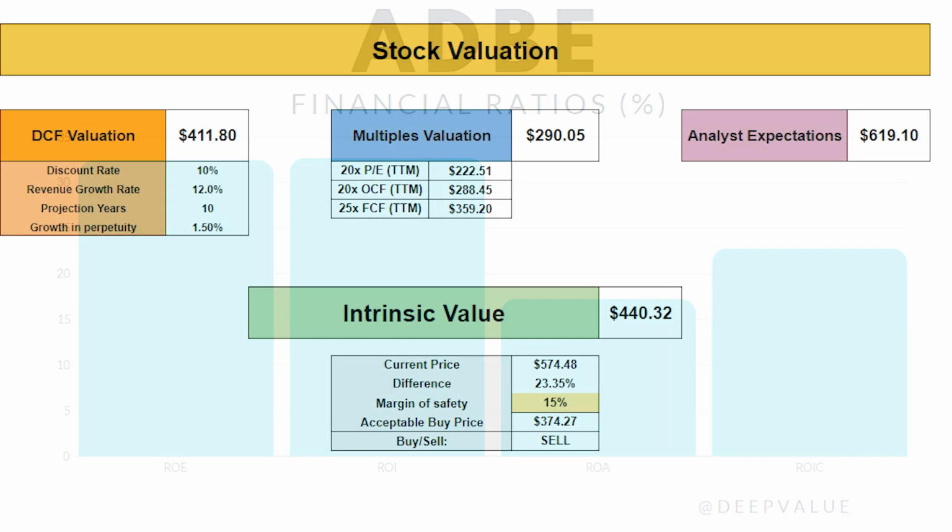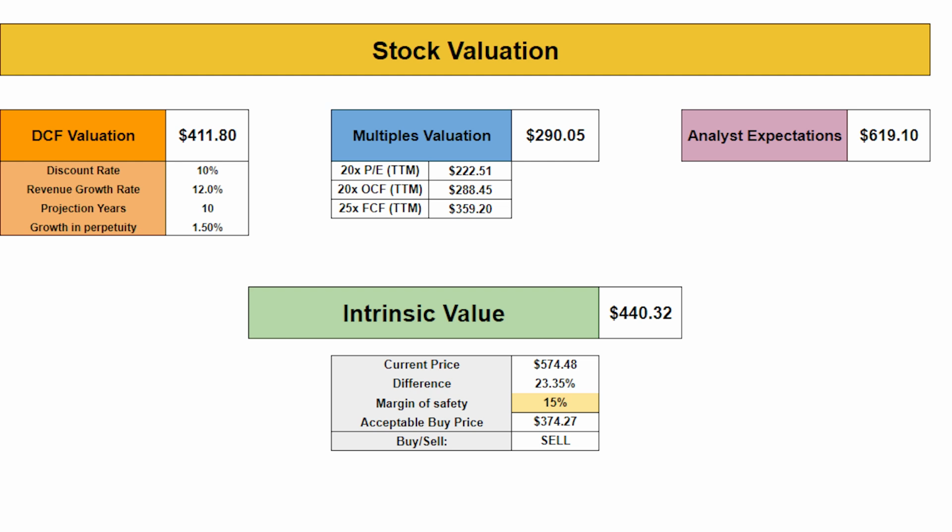Finally, let's find the acceptable buy price. The first method is conducting a discounted cash flow analysis. By using a discount rate of 10%, a revenue growth rate of 12% for 10 years, and a perpetuity growth rate of 1.5%, we get a fair value of $411.